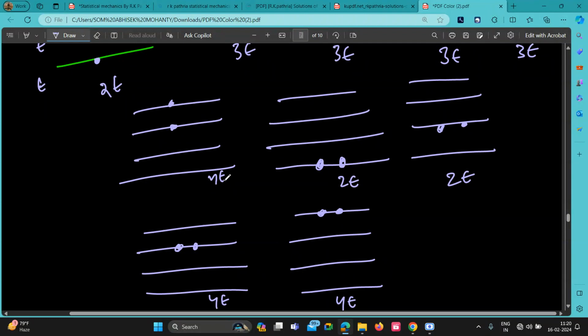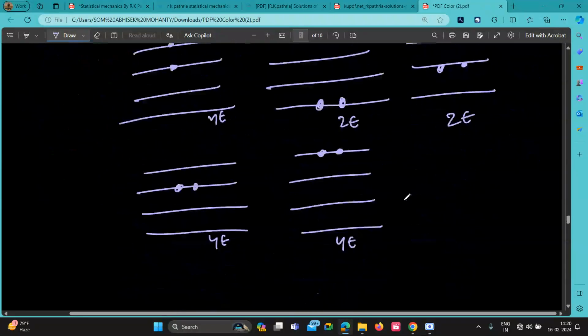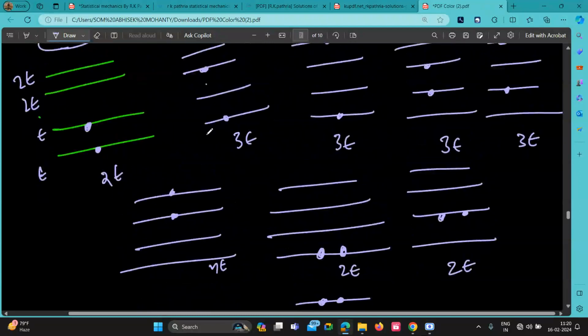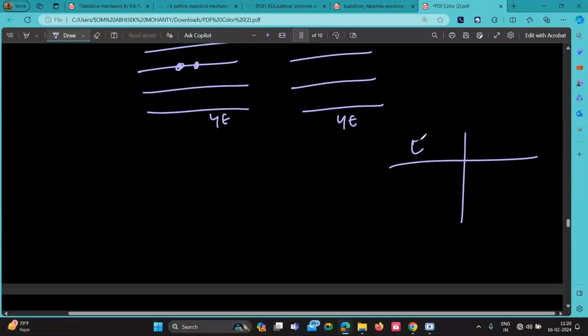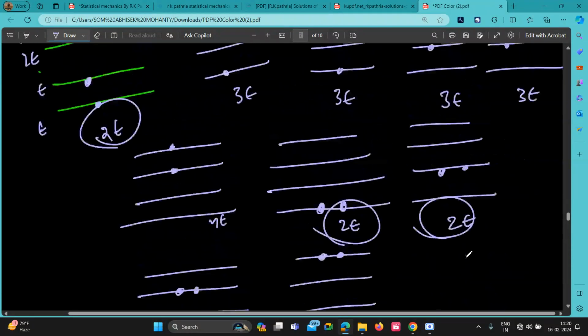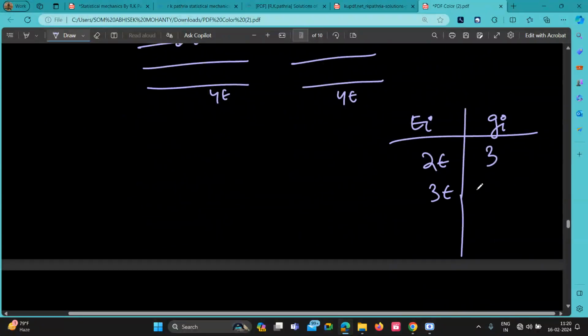How many levels now? 1, 2, 3, 4, 5, 6, 7, 8, 9, 10. How many 2 epsilons are there? 1, 2, 3. So if I draw the table, Ei, gi: 2 epsilon is repeated 3 times, 3 epsilon is repeated 4 times, and 4 epsilon is remaining 3 times.